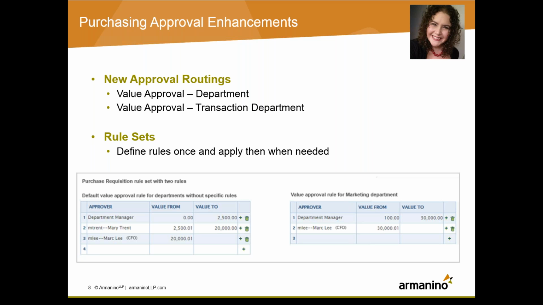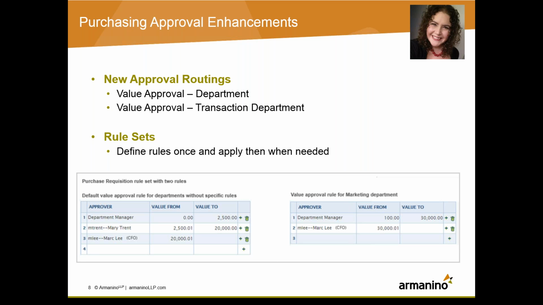So with these rules, a purchase transaction for $10,000 for the marketing department would only be routed to the first approver, because $10,000 falls below the second approver's minimum approval amount. However, if it's for any other department, it'll go to the first approver and then to the second approver.